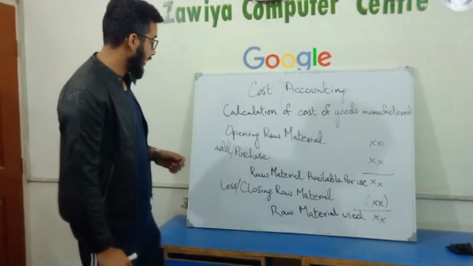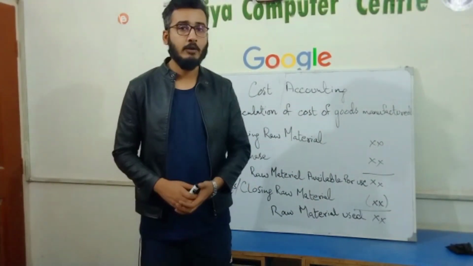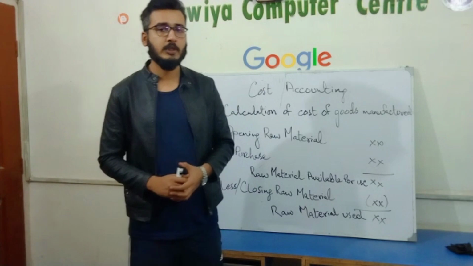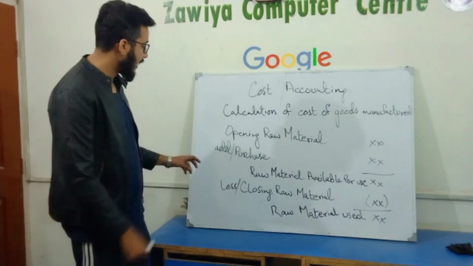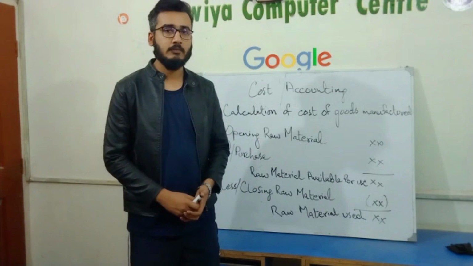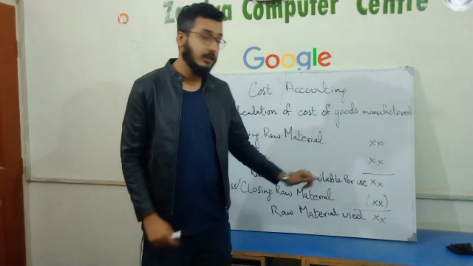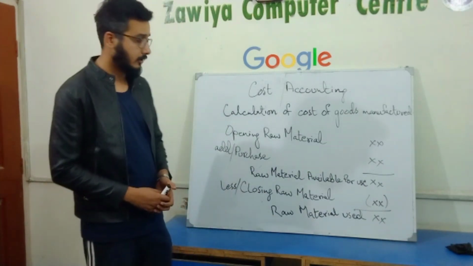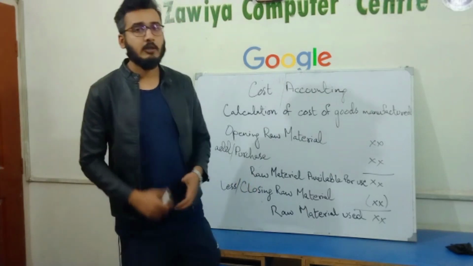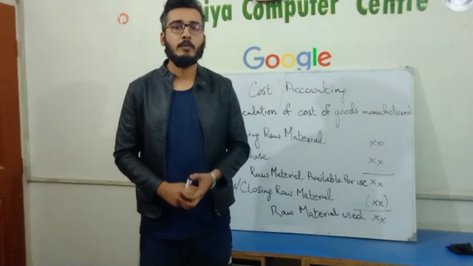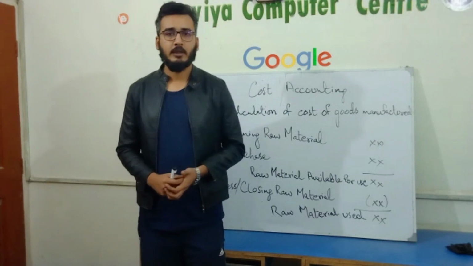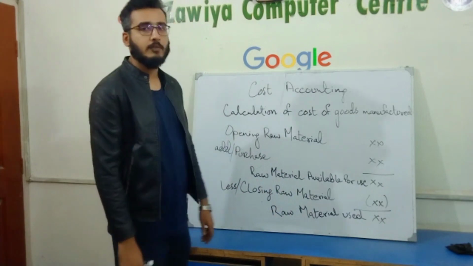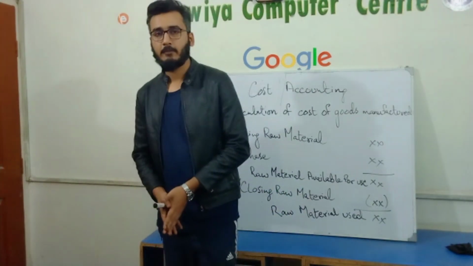Okay, so firstly, we have to calculate raw material used. How to calculate it? Number one, I'm going to have the opening raw material. Opening raw material is the closing raw material of the last period. Then we will add the purchase of raw material to this. Now we have the raw material available for use. This is the total amount of raw material which we can use in this period. Then we will deduct the closing raw material so that we may know how much material was used in this period. Now let us move to the other items which are used in the calculation of cost of goods manufactured.